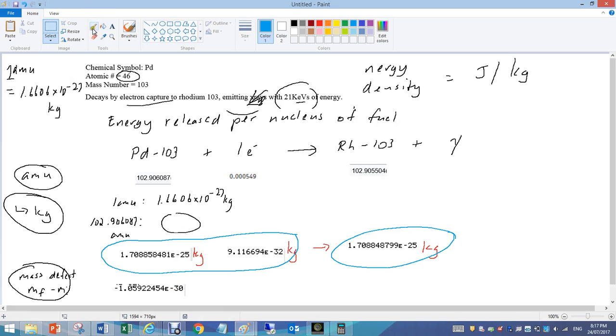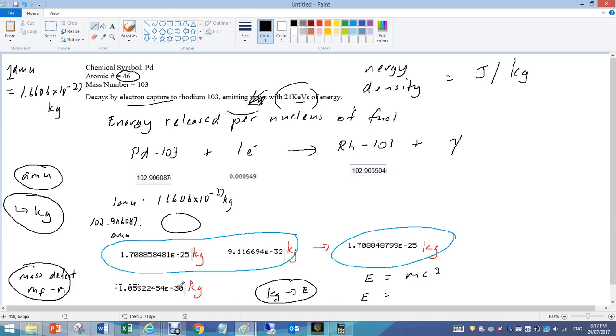There we go. So that's the difference between after and before in kilos. Next thing, we need to convert kilograms into energy. So that's where we use E equals mc squared.